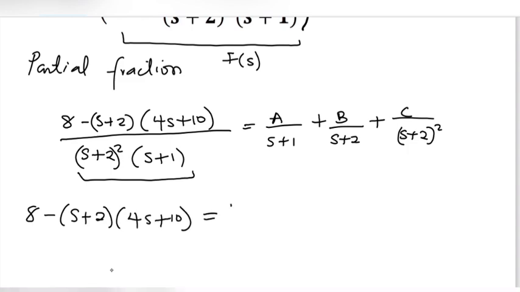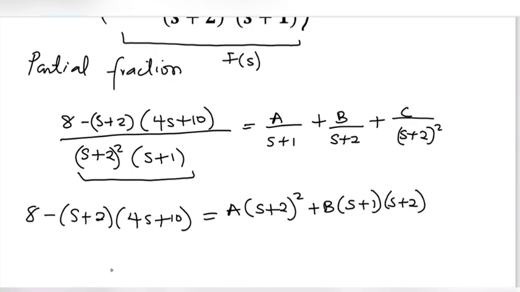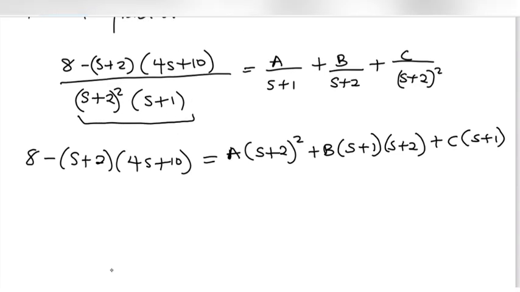This will be equal to A into (s plus 2) squared plus B into (s plus 1)(s plus 2) plus C into (s plus 1). Now we're trying to find the values of these coefficients A, B, and C, so we can put our f of s in this form. To do that, we let s be equal to -2.